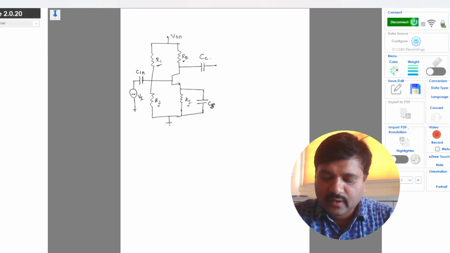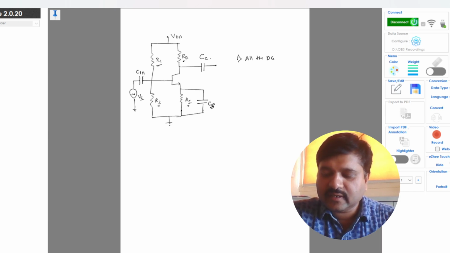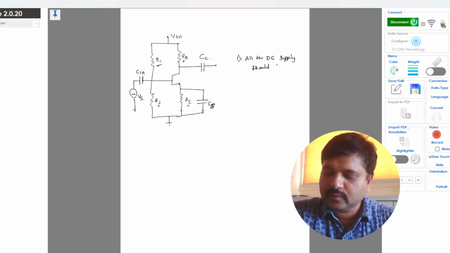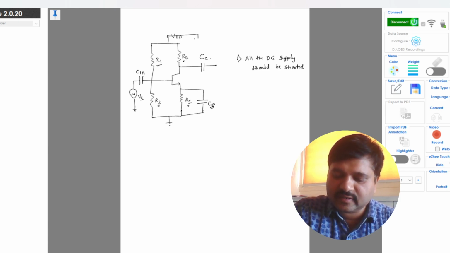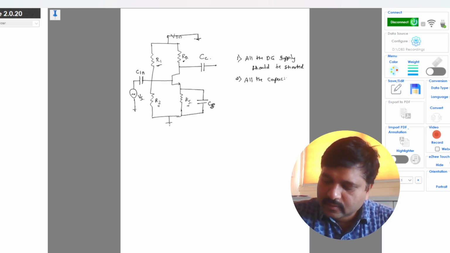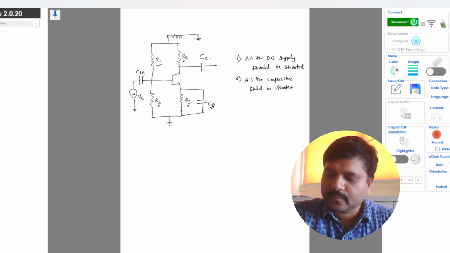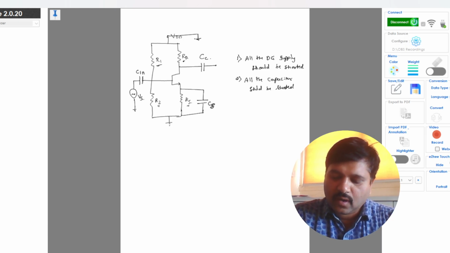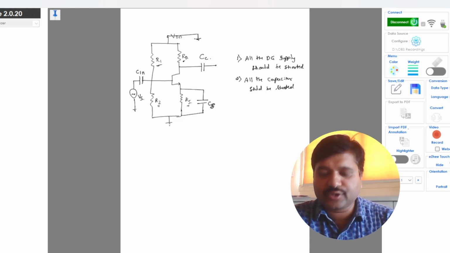Before we do that, there are certain things that we have to follow. First is, all the DC supply should be shorted. That means all the DC supply should be connected to ground. And second, all the capacitors should be shorted, that means all the capacitors act as a short circuit.